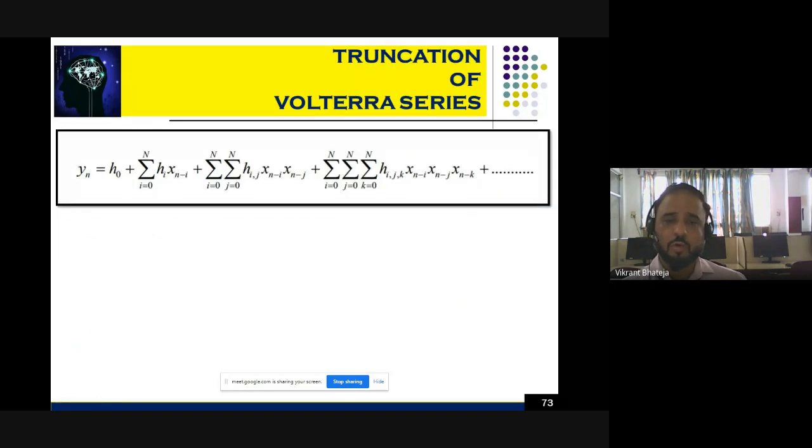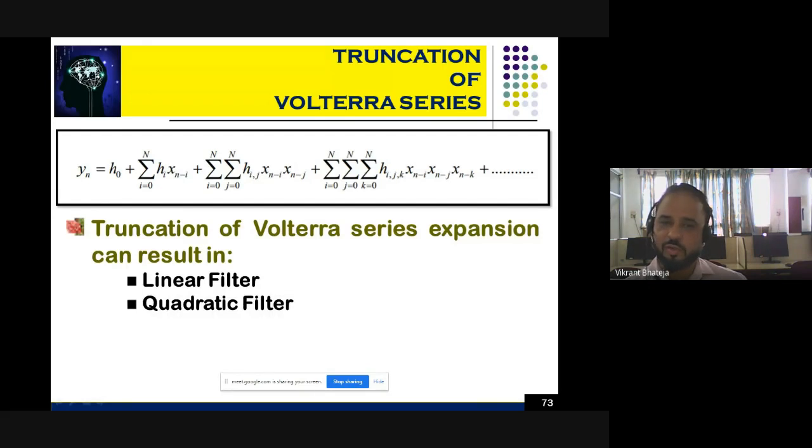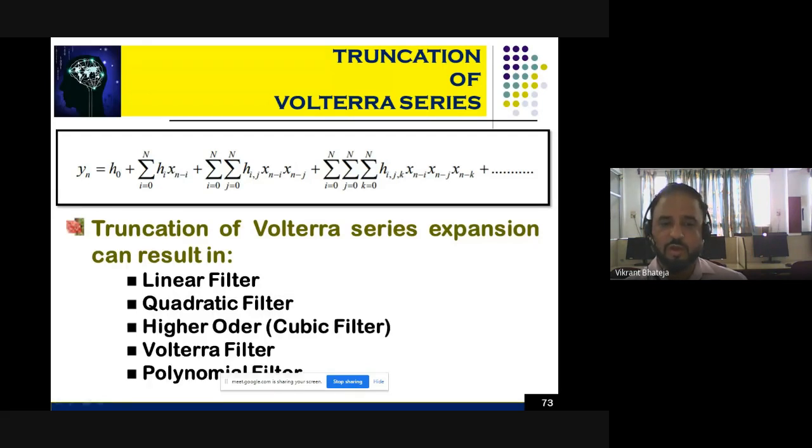So over here you can see that the truncation of this series will provide you different filter options, like a linear filter, quadratic, higher order cubic. Volterra filter is actually your bilinear filter, and then comes your polynomial filter. So the polynomial filter is nothing else but an improvement of your Volterra filter. And that is my contribution in this particular domain, where this particular filter has been utilized for designing an enhancement filter for these mammographic images.